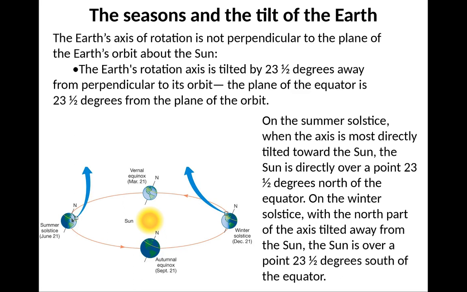Now this has very important effects for seasons. During summer, say the summer solstice, June 21st, the longest day of the year, the sun is highest in the sky in the northern hemisphere. The winter solstice is December 21st, the shortest day of the year, and the sun is lowest in the sky in the northern hemisphere. At the vernal equinox and autumnal equinox, the sun is directly above the equator. So there are 2 times a year the sun will be directly over the equator.